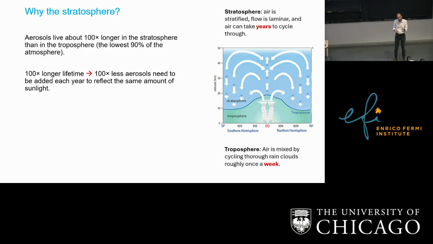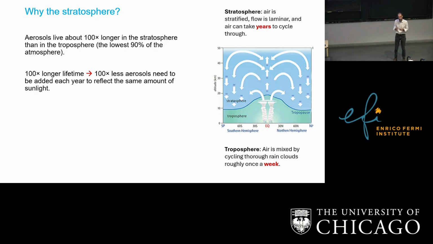So if particles last in the stratosphere 100 times longer than they last in the troposphere, then if I want to reflect a given amount of sunlight, I've got to continuously renew particles. That's true for everything, because the particles all will eventually come out. So if I want to keep reflecting a fixed amount of sunlight, maybe 0.1% or 1%, I need to put about 100 times fewer particles per year or per month into the stratosphere than I would into the lower atmosphere.